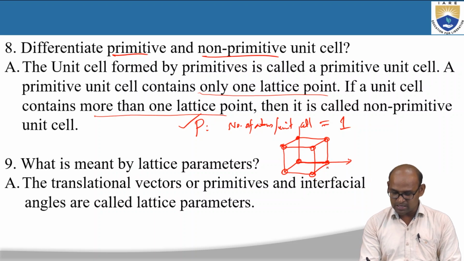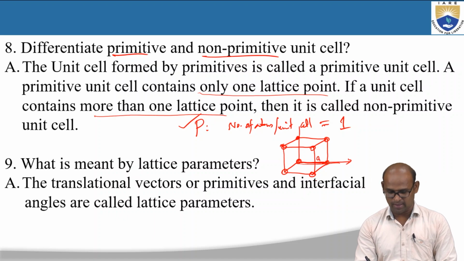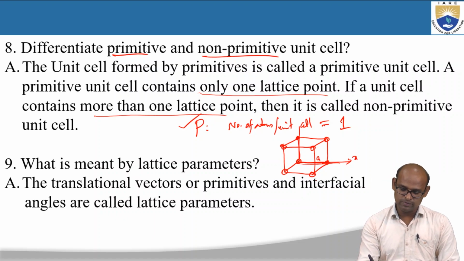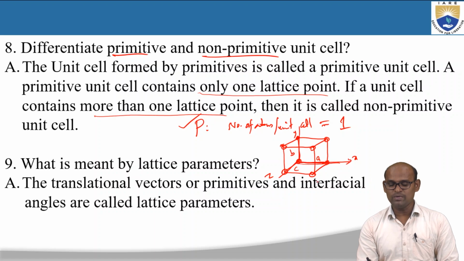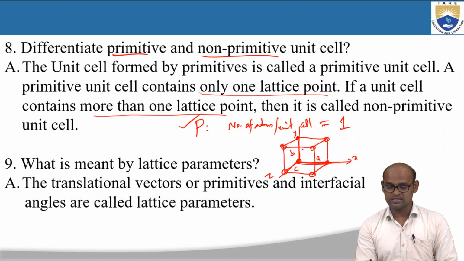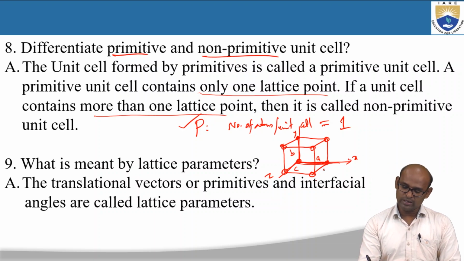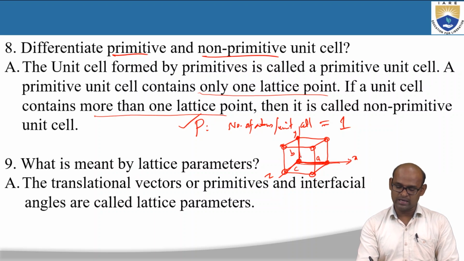Now I want to look at the distance between two atoms along the x-axis. The distance between the two atoms may be A, this is the x-axis, and the distance between two atoms along the y-axis is B. The distance along the z-axis is C. So A, B, C are the axial lengths, the distances between any two nearby atoms. Then I also want to look at the angle made by the y-axis with the x-axis. That is alpha. The angle made by the y-axis with the z-axis is beta. The angle made by the z-axis with the x-axis is gamma.